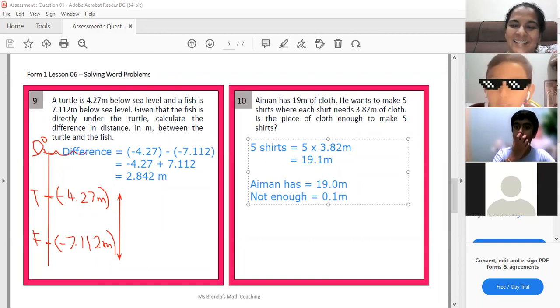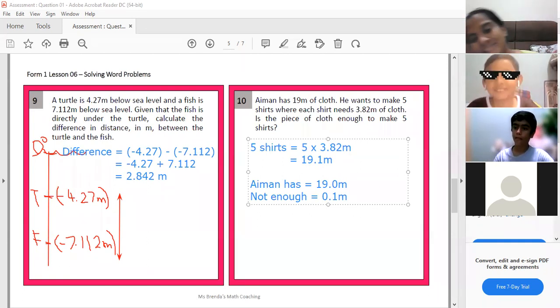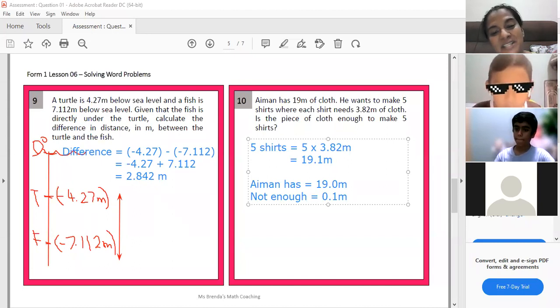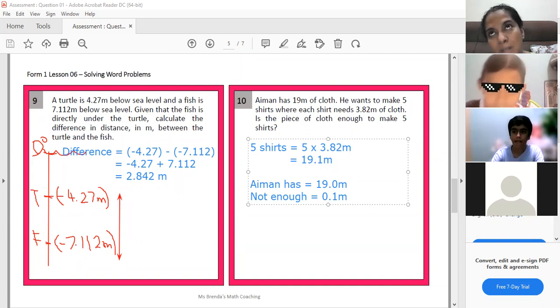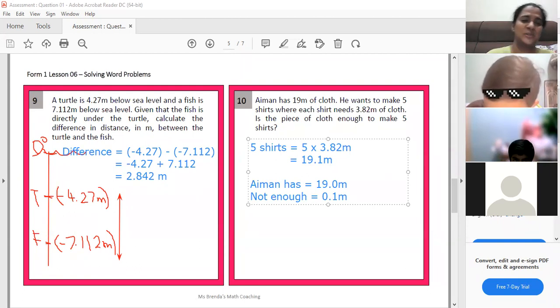Yes, 0.1. How many centimeters is that? 10. Okay, 10. 1 meter is 100 centimeters. So 10 centimeters only, tak cukup.